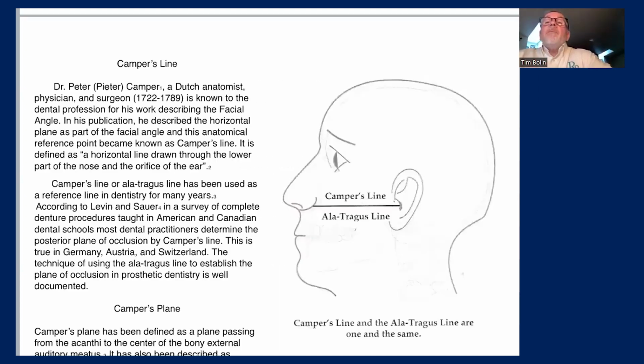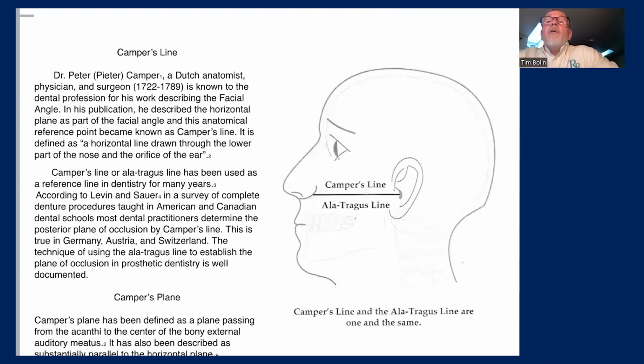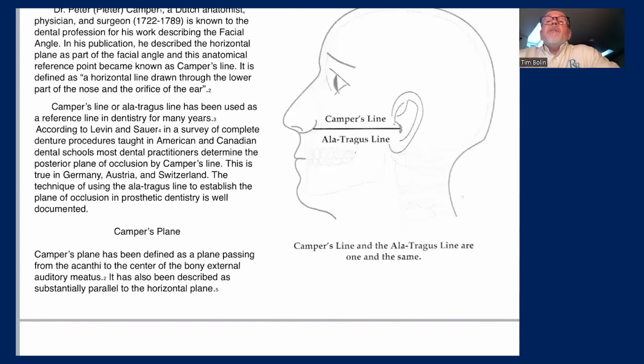Now, the Camper's line was introduced by Peter Camper, a Dutch anatomist, physician, and surgeon between 1722 and 1789, and is known to the dental profession for his work describing the facial angle. In his publication, he described the horizontal plane as part of the facial angle, and this anatomical reference became known as Camper's line. It is defined as a horizontal line drawn through the lower part of the nose and the orifice of the ear. Camper's line, or ala-tragus line, has been used as a reference line in dentistry for many years.